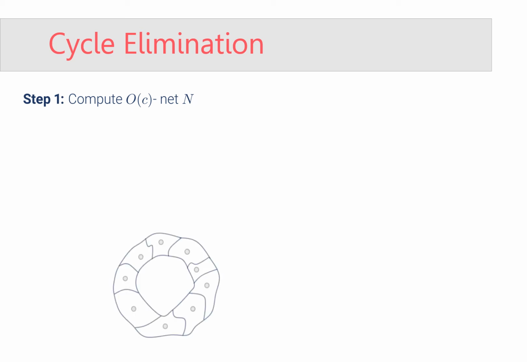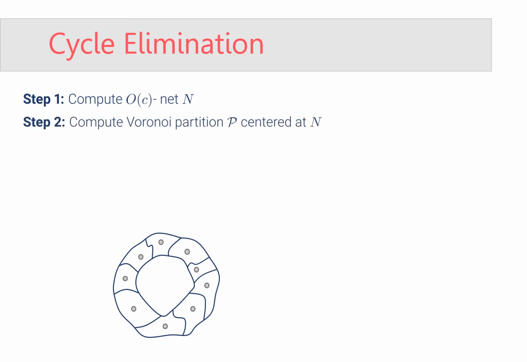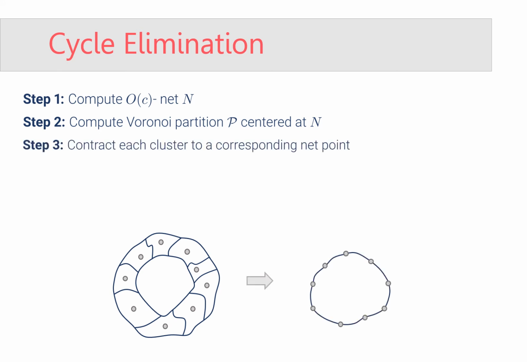All right, now equipped with the Voronoi partition technique, we are ready to handle the cycle elimination. To do this, first we compute an O of C net of our graph, that is the collection of points which are at the distance of O of C from all the other points in the graph. After that, we compute a Voronoi partition centered at the points of the net, and then compute a Voronoi minor, meaning contract each of the Voronoi cells to its terminal point.